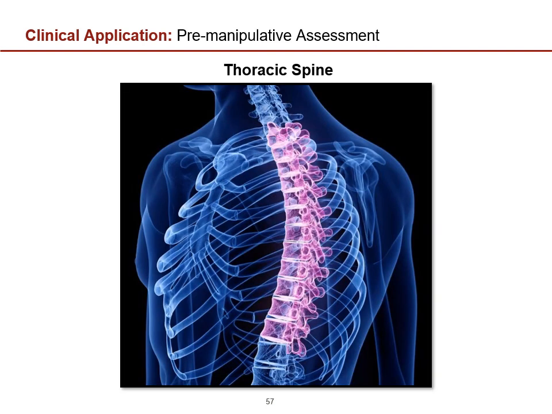Okay, so now we're going to go through the pre-manipulative assessment for the thoracic spine. You'll note that there is a decent amount of crossover with the subjective questioning and the patient history. However, there are going to be some unique screening elements for the thoracic spine versus the cervical.